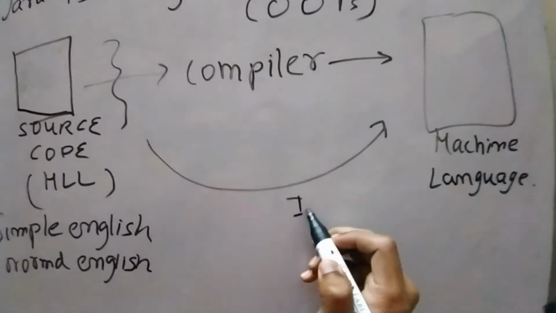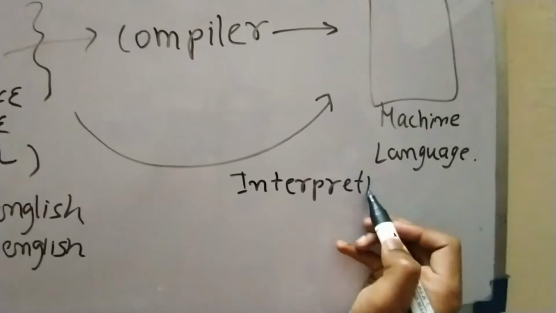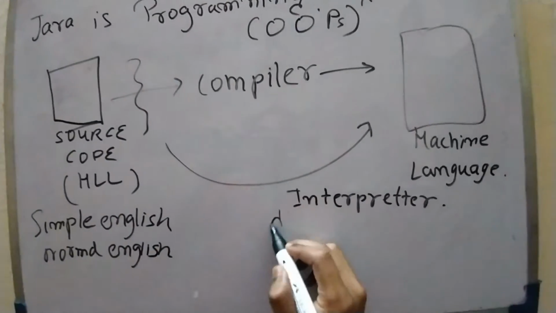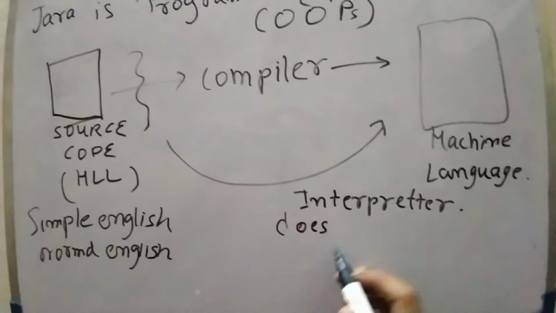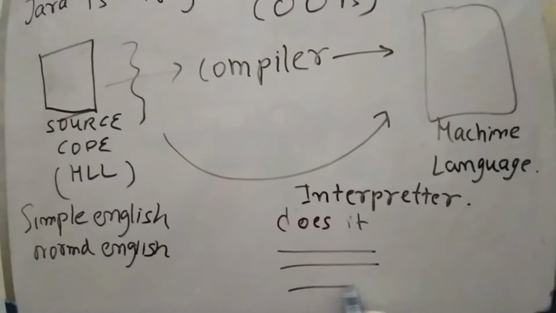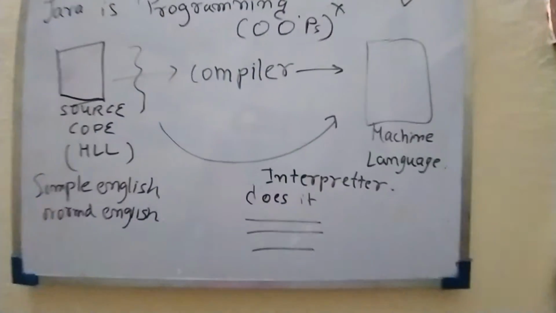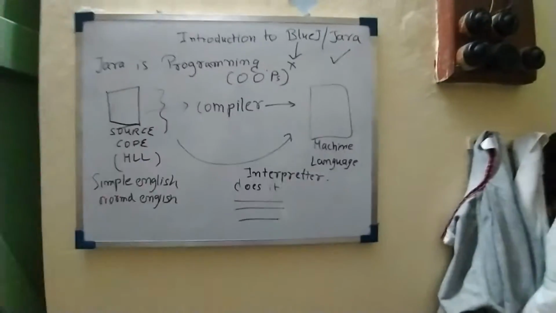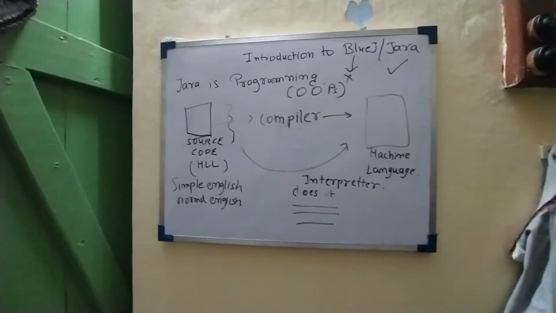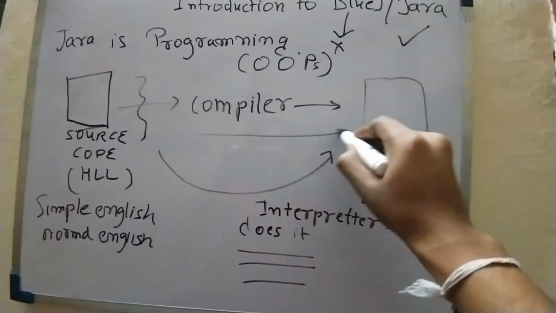An interpreter does it line by line. It checks each and every line. Whenever it finds an error, it displays that you have the error in line number 4 or 5, and finally you finish it off.